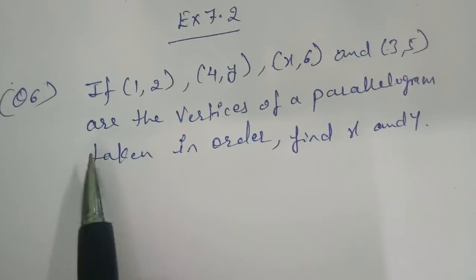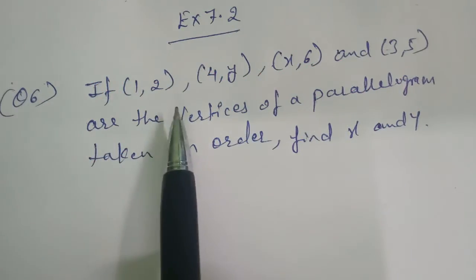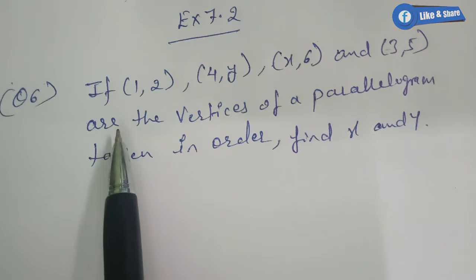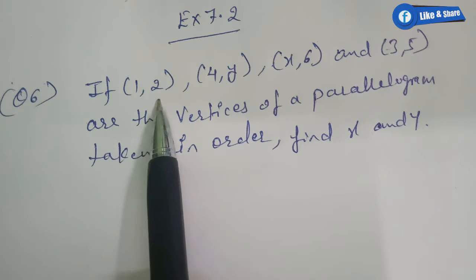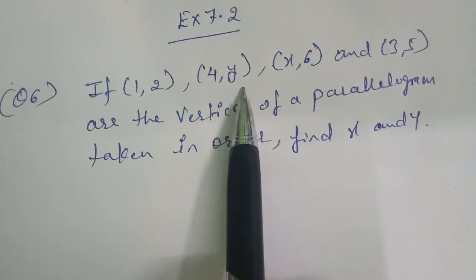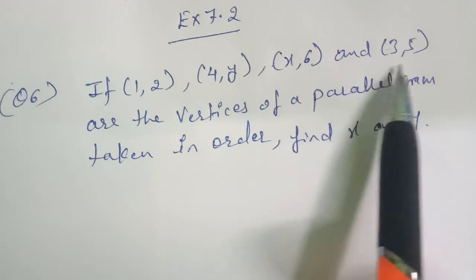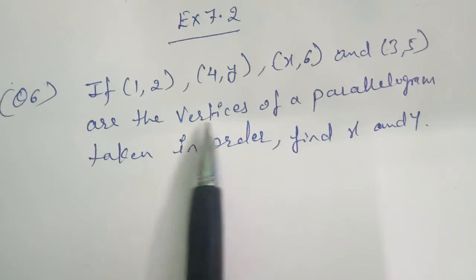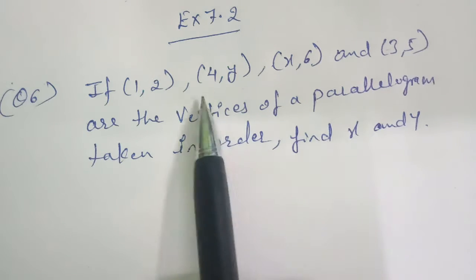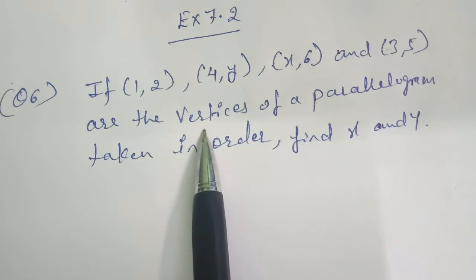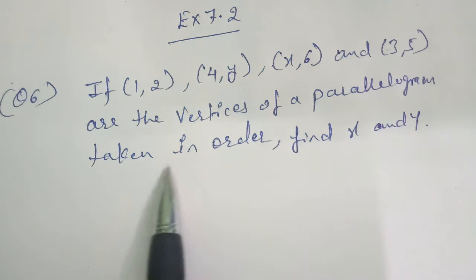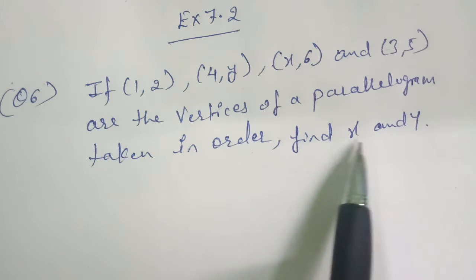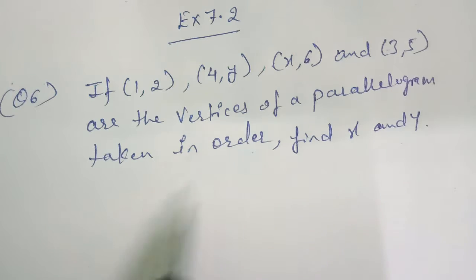Yes, student, today we are doing question number 6 of exercise 7.2. So here is the question. If (1, 2), (4, y), (x, 6) and (3, 5) are the vertices of a parallelogram taken in order, find x and y. We have to find the value of x and y.